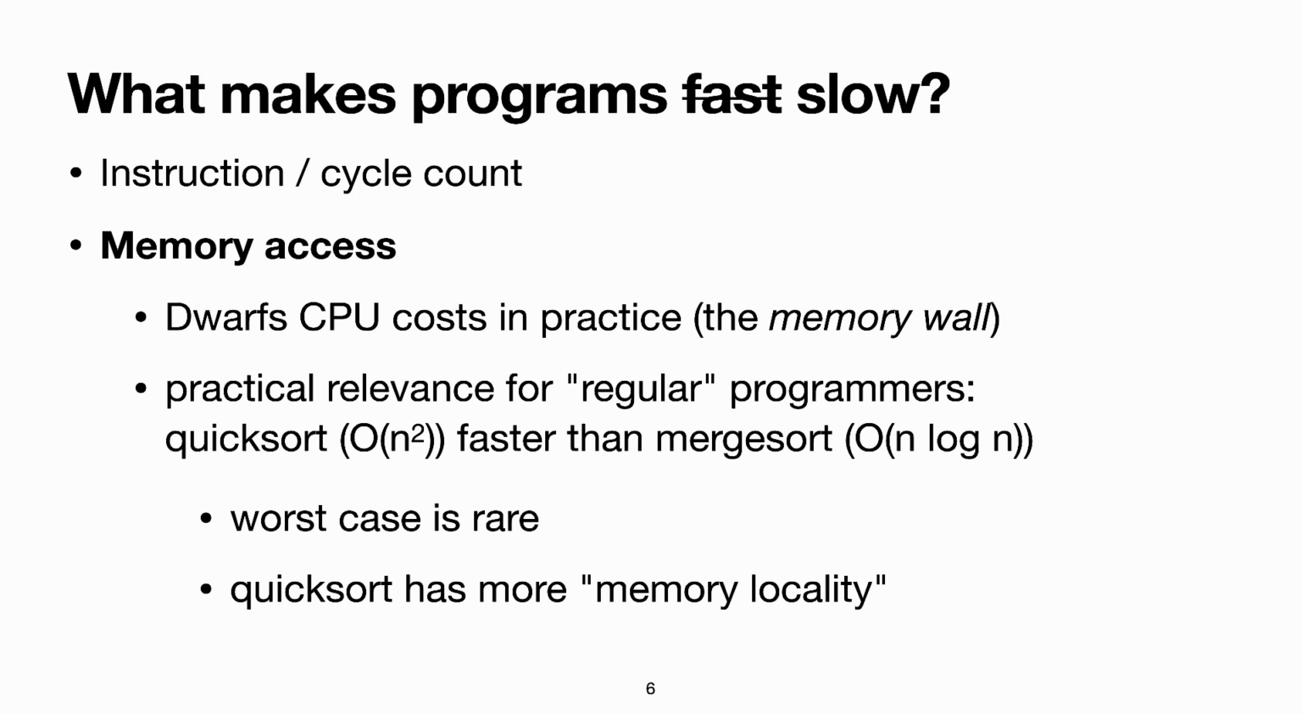The second is memory access, and I bolded it because typically memory is a much bigger concern than instruction count. The fact that memory access is much slower than executing regular instructions is sometimes called the memory wall.